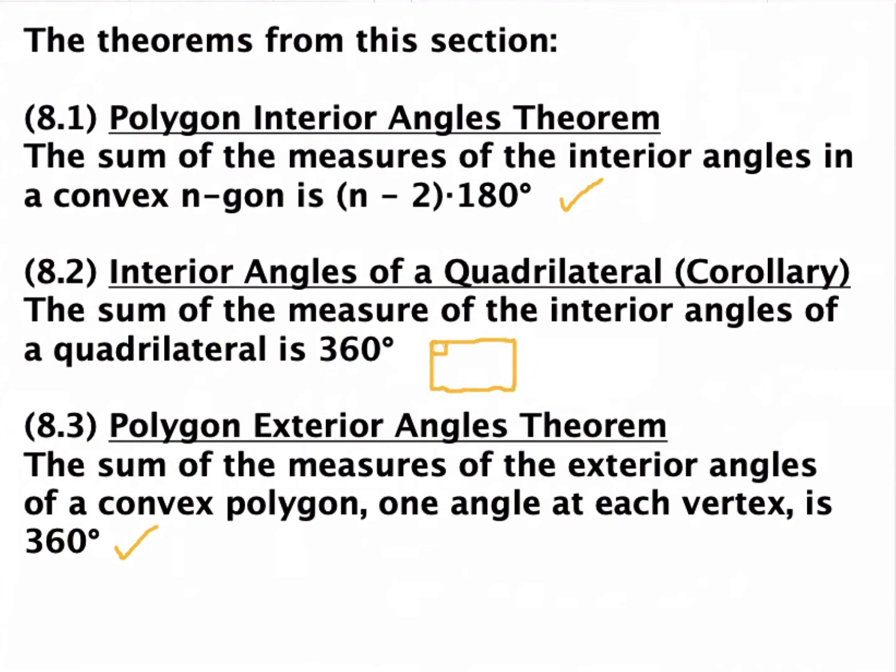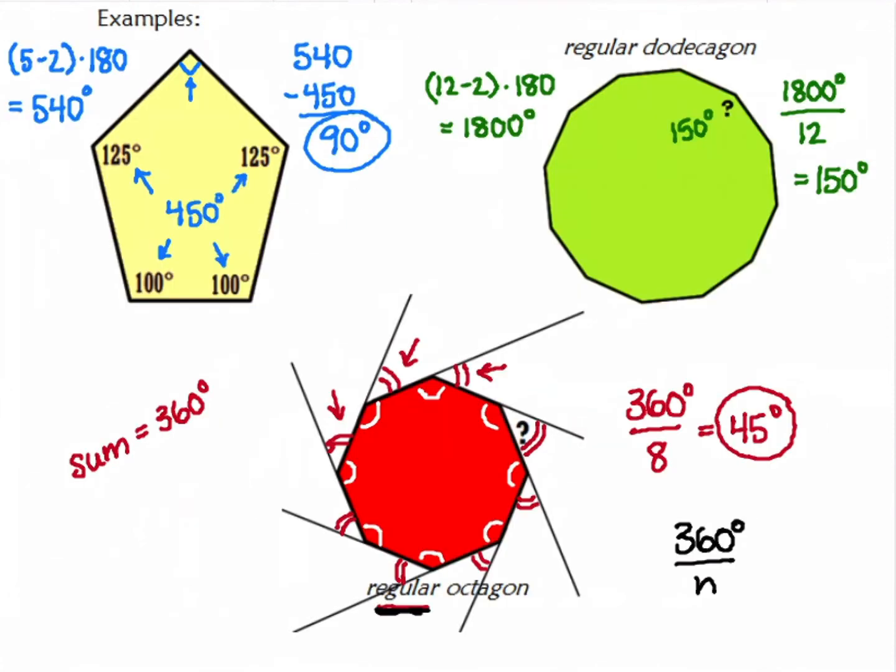You guys know about squares and rectangles and stuff. They all have 90s, and 90 times 4 is 360. So you kind of already knew that the interior angles of a quadrilateral would be 360 altogether. And that's the first section, just studying the angles inside and outside of convex polygons.